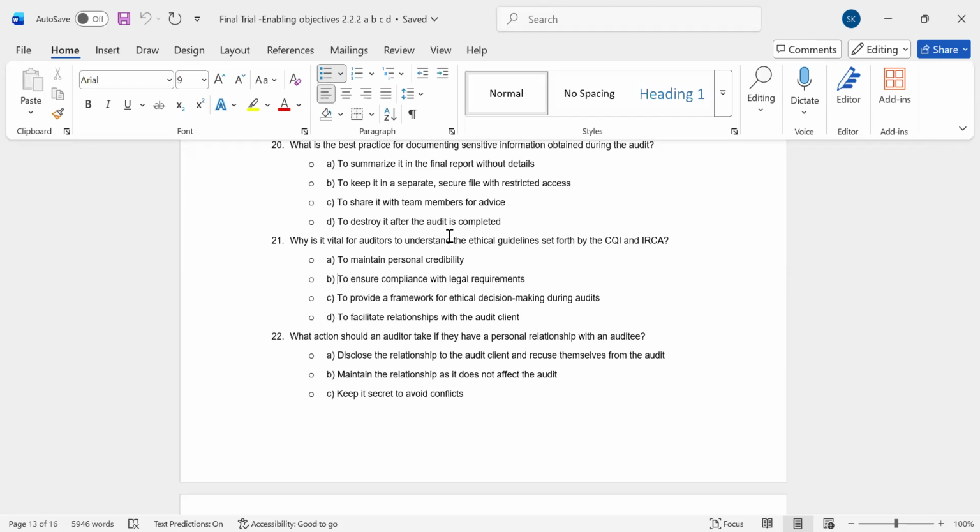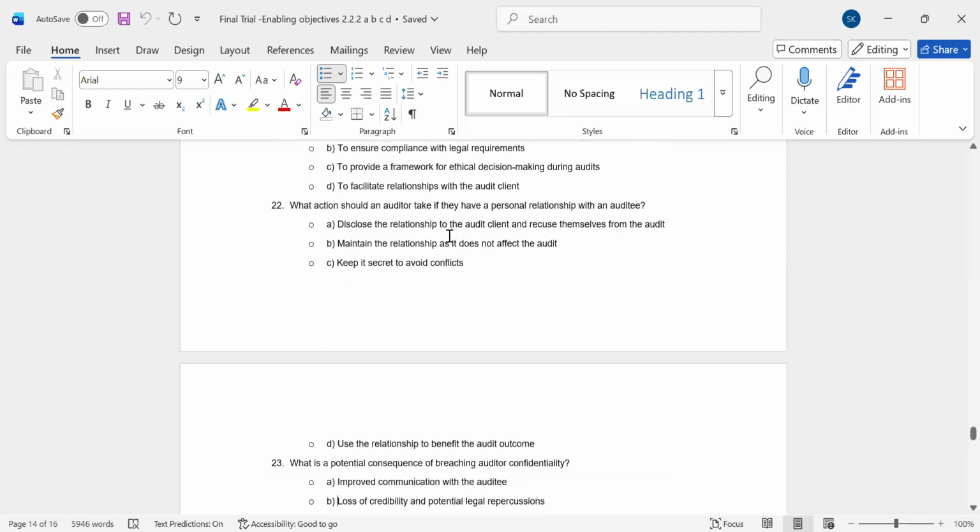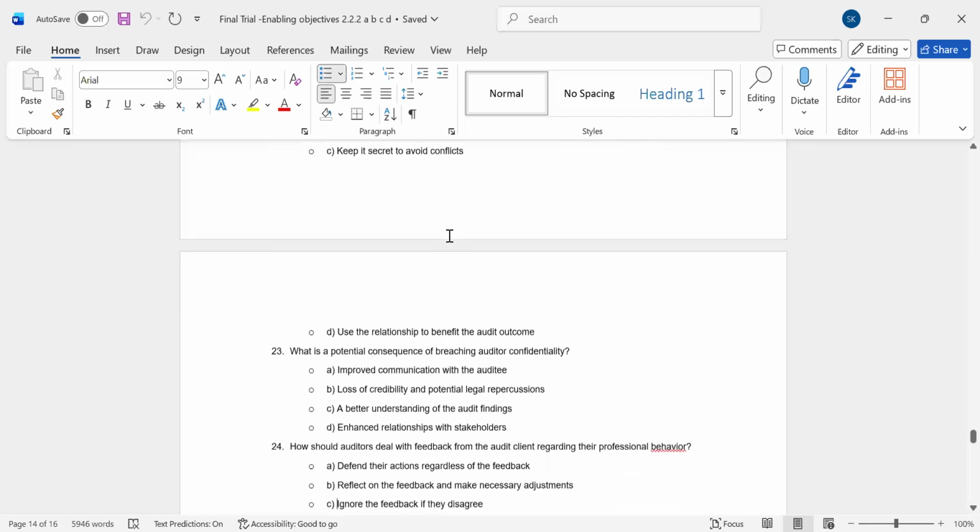22nd. What action should an auditor take if they have a personal relationship with an auditee? A. Disclose the relationship to the audit client and recuse themselves from the audit. B. Maintain the relationship as it is, does not affect the audit. C. Keep it secret to avoid conflicts. D. Use the relationship to benefit the audit outcome. So answer is A, sir. Right. Very good. Anybody, any other answer? No, sir. A. Right. Good.